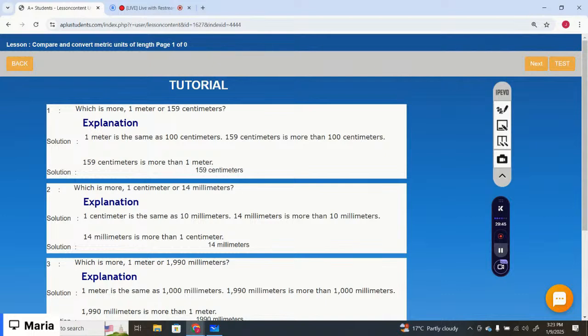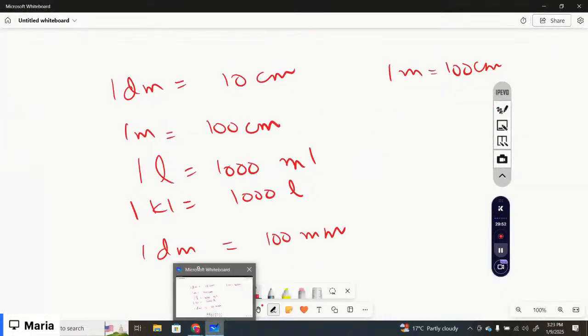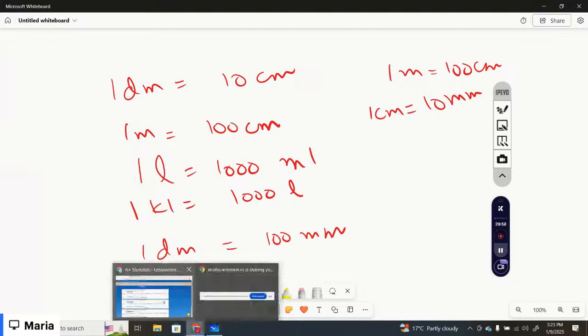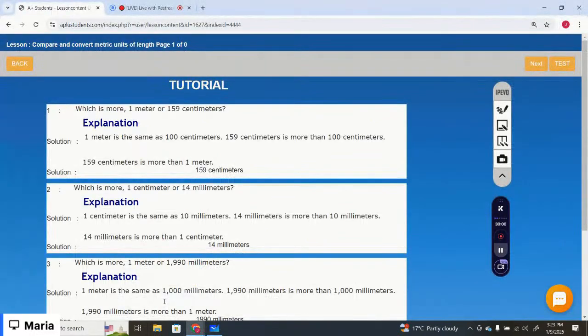Which is more, 1 centimeter or 14 millimeters? In 1 centimeter, we have 10 millimeters. 1 centimeter equals 10 millimeters, right? So which is more, 1 centimeter or 14 millimeters? So 14 millimeters is more because in 1 centimeter we have 10 millimeters.